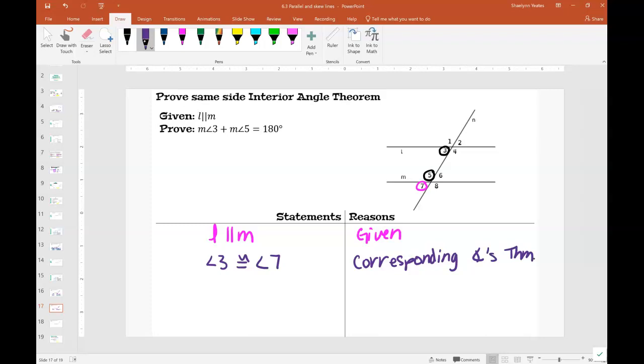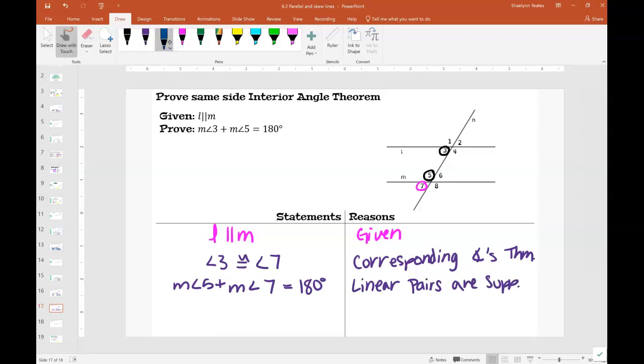Okay, and so from there, I know that the measure of angle 5 plus the measure of angle 7 equals 180 degrees because they make a linear pair. So linear pairs are supplementary. Okay. So now we can replace angle 7 with angle 3 because they are congruent. So I can now say the measure of angle 5 plus the measure of angle 3 equals 180 degrees. And this is by substitution.